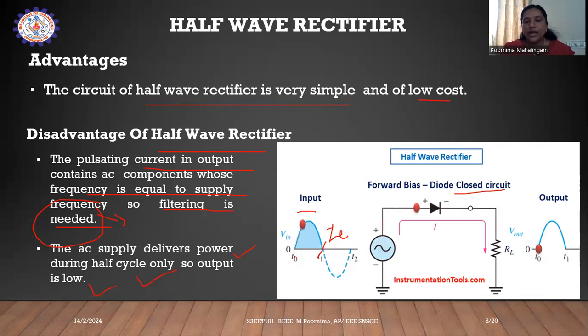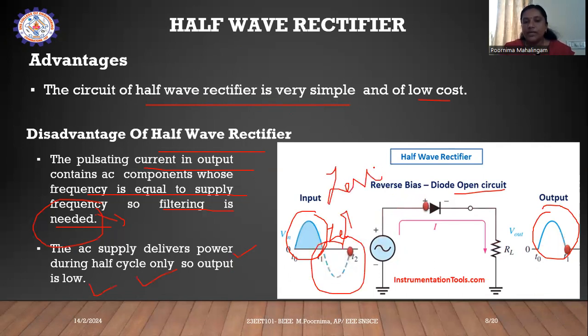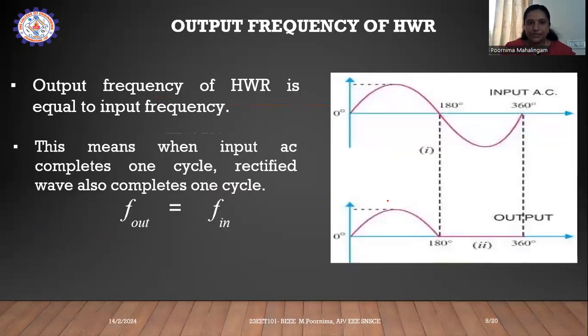So we are getting only a half cycle. The output we get is only one half cycle, the positive half cycle, and for the remaining half cycle the output is zero. This is not completely a pulsating DC. Here the output frequency is equal to the input frequency.